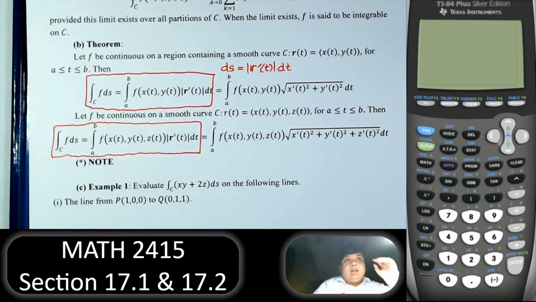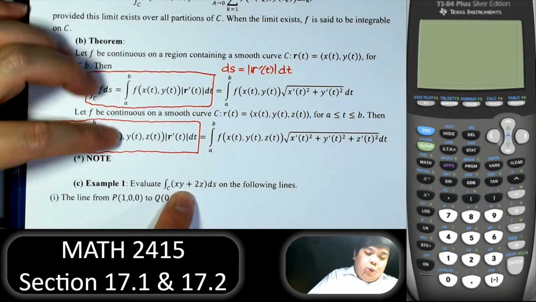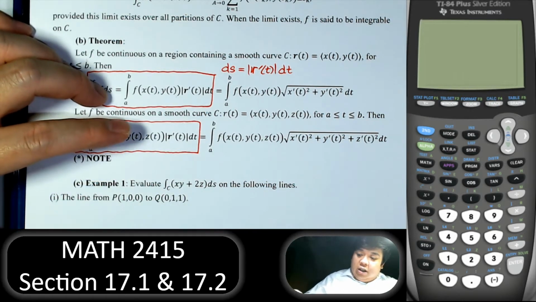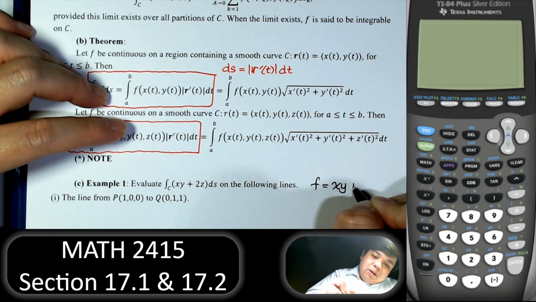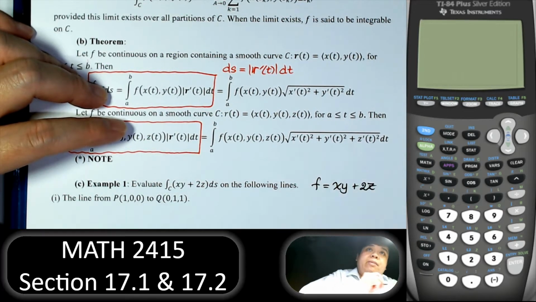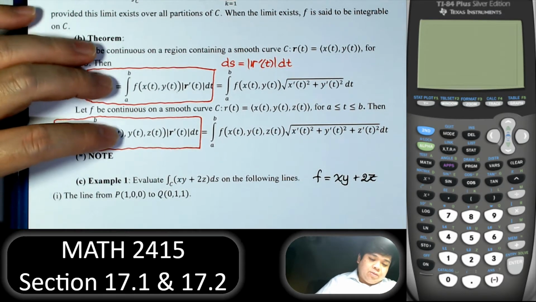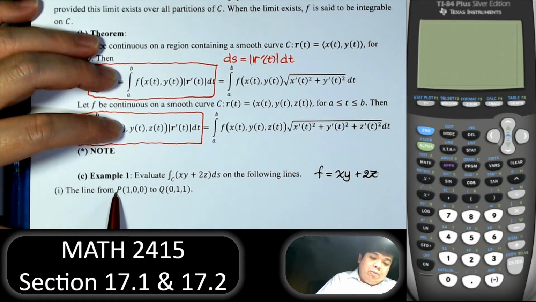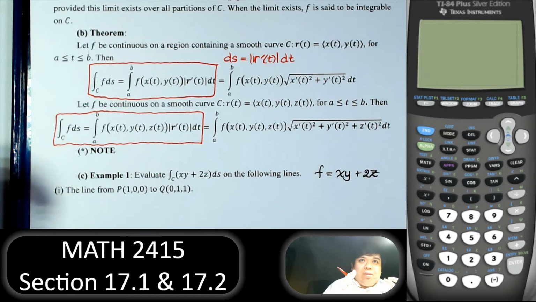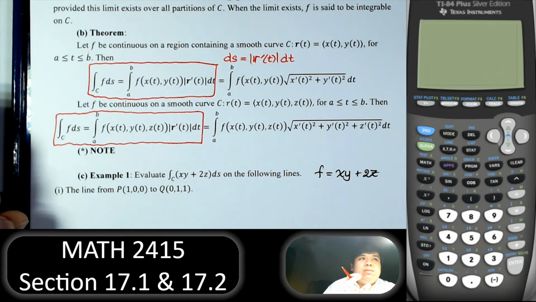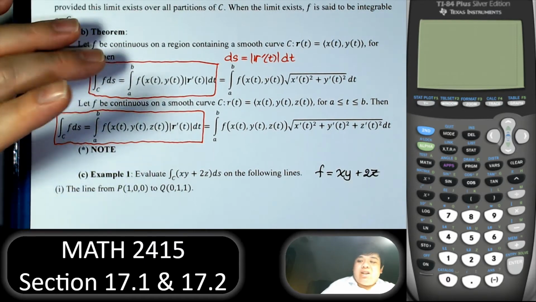Let's just look at this example. For this example, we will evaluate this. Obviously the function in this case is xy plus 2z. And the curve, we need to find the curve. For the line P to Q, how do we parameterize a line segment connecting two points? We did this in probably the first section, the first chapter.